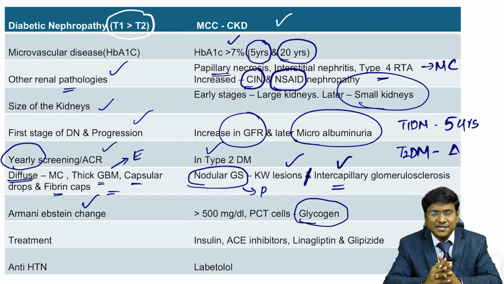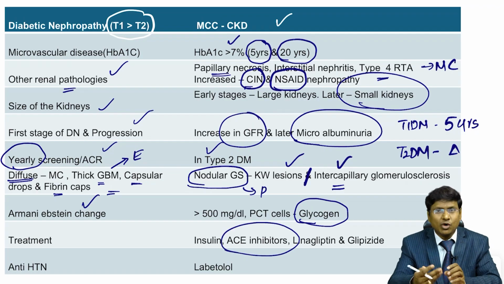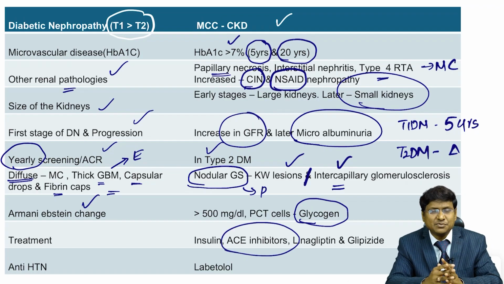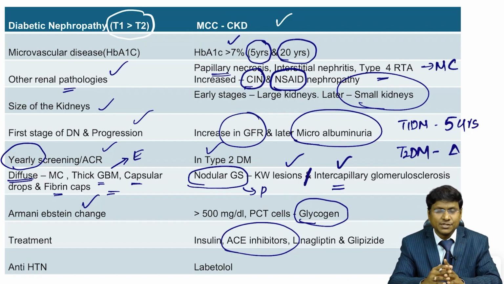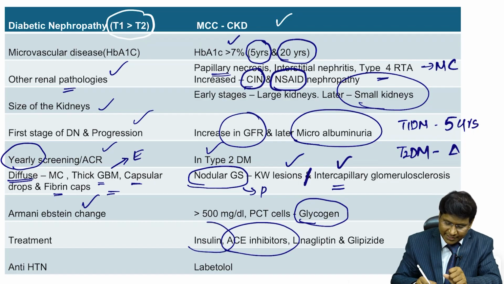And how do you treat these patients with diabetic nephropathy? The drug of choice is the ACE inhibitors. What these ACE inhibitors will do is cause dilatation of the efferent arterioles, thereby reducing the glomerular pressure, and thereby the proteinuria can be reduced. And the drug of choice for controlling the blood glucose in diabetic nephropathy will be insulin.